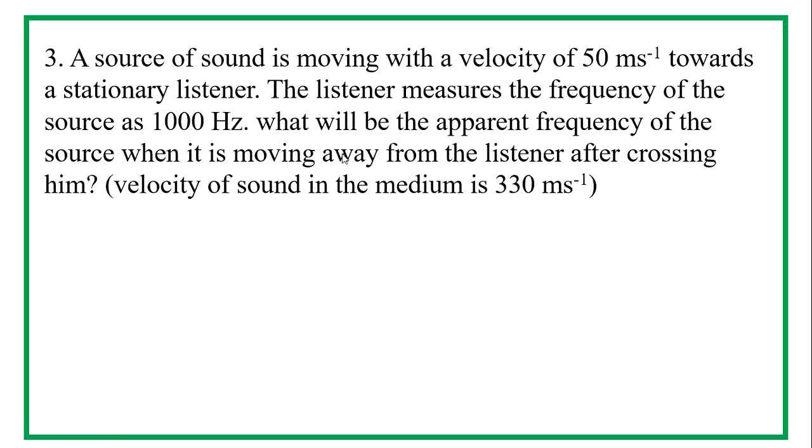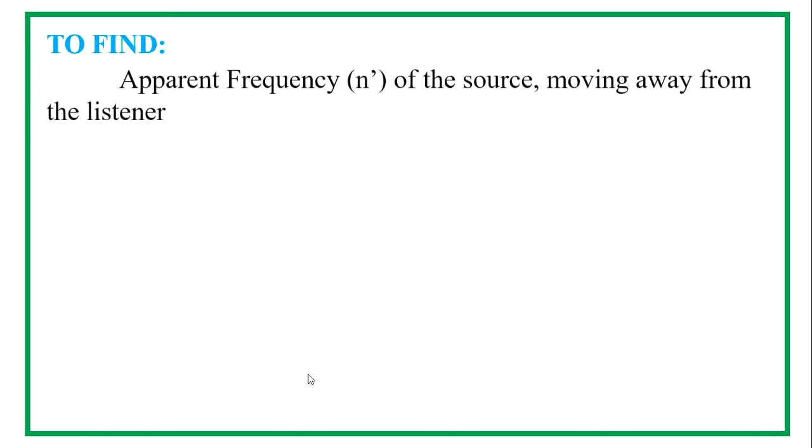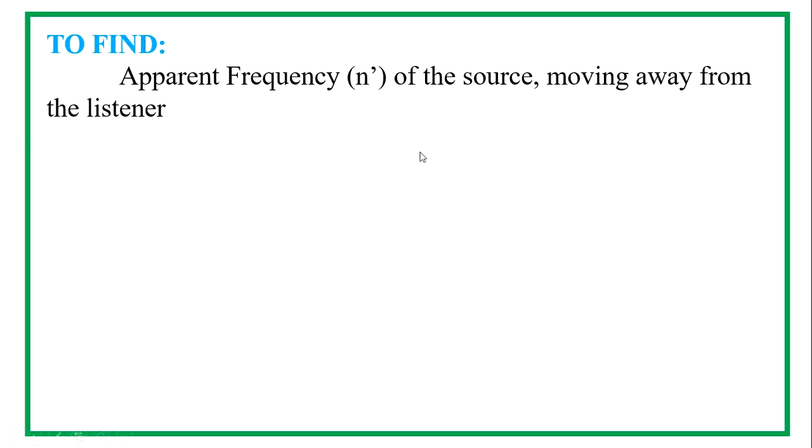Understand the question? The first case is the source moving towards the listener. So when the source is moving towards the listener, the velocity is given and the apparent frequency is also given. Now we have to find out the apparent frequency for the source moving away from the listener. So given data: velocity of the source Vs is equal to 50 ms minus 1. Frequency n dash is equal to 1000 hertz. Velocity of sound in the medium V is equal to 330 ms minus 1. We have to find the apparent frequency n dash of the source moving away from the listener.